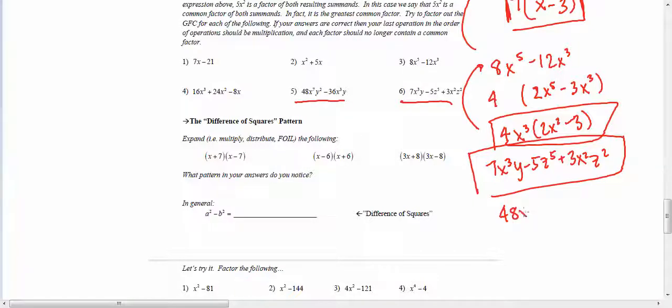48x^7 y squared minus 36x cubed y. All right, let's deal with the letters first this time. Actually, let's deal with all of them. I can pull out at least 3 x's, x cubed. I can pull out at least one y. Now for 48 and 36, I think I can pull out an 8, right? 8, 16, 24, 36. Yeah, okay, I think that would work.